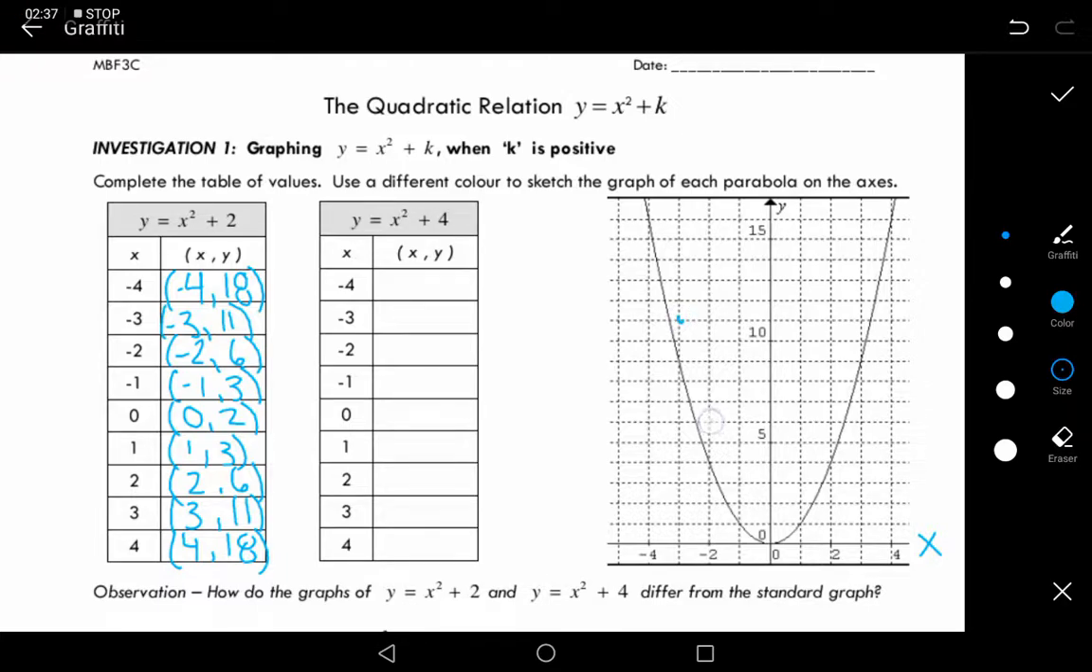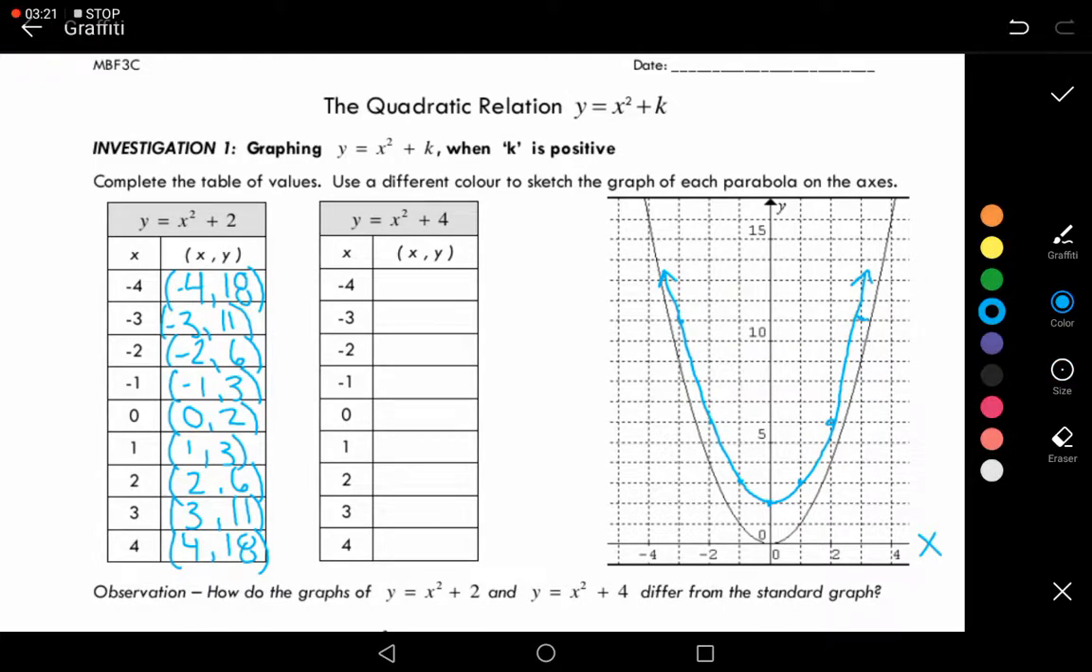Negative 2, 6. Negative 1, 3. 0, 2. You don't really have to look at the points, you just need to make sure that your graph is symmetrical. Once we have those points, we're going to try our best to make a parabola shape. There we go, that wasn't too bad. Remember that the base graph is there to show you how the new graph with the transformation is affected.